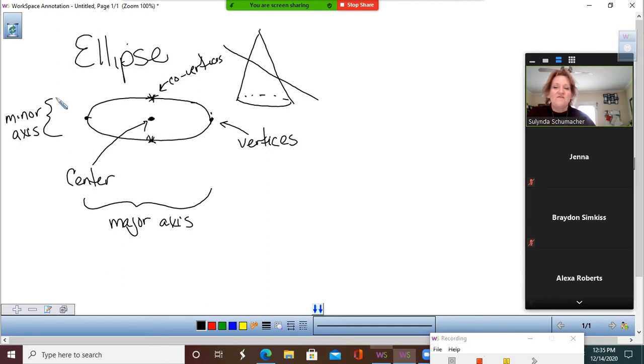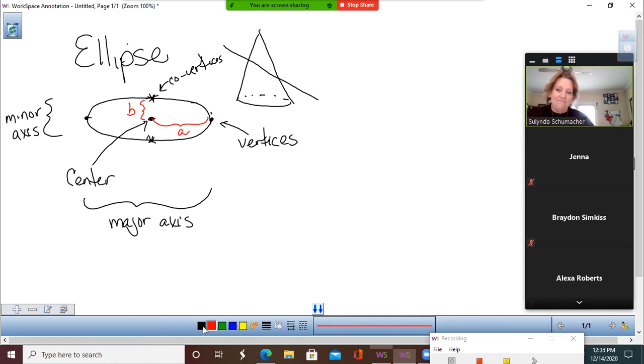Sometimes it's going to ask for the length of the minor axis. The other thing I want to add in here is from the center to the vertices, the letter we use is A. From the center to the co-vertices, the letter we use is B.